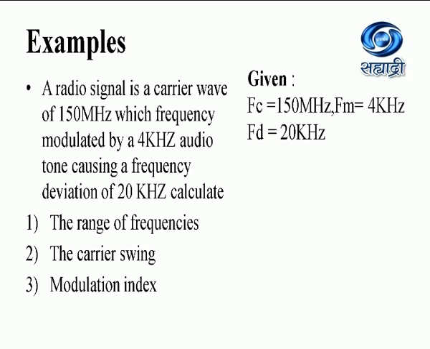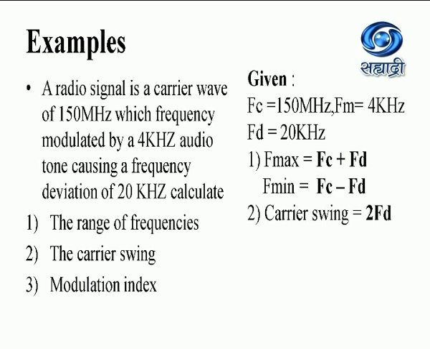The given values are fc, that is the carrier frequency, 150 MHz. The modulating frequency is 4 kHz and the frequency deviation is 20 kHz. Then we have to calculate the range of frequency, that's why we have to calculate the maximum frequency. We can calculate maximum frequency as fc plus fd, and minimum frequency as fc minus fd. Then we can calculate carrier swing, that is 2fd. And the third is the modulation index. The formula for FM modulation index is fd divided by fm. So in this way you can solve the examples.